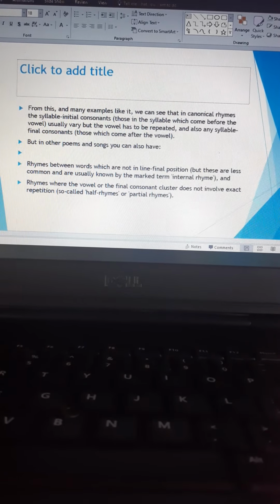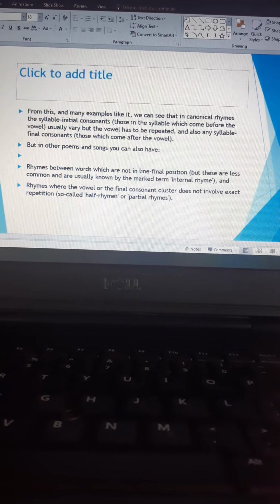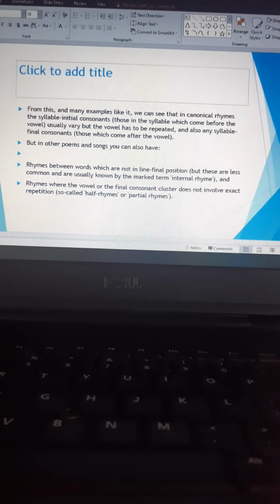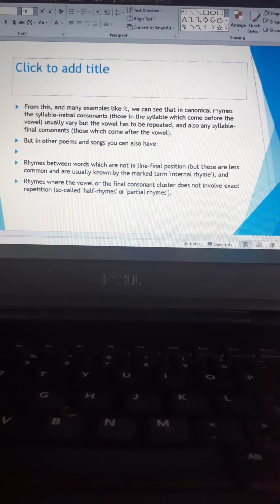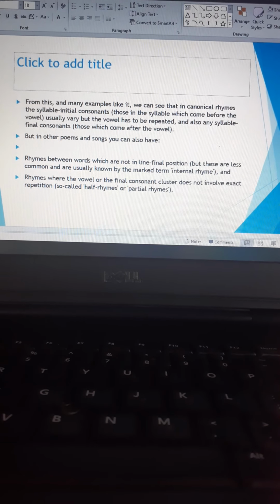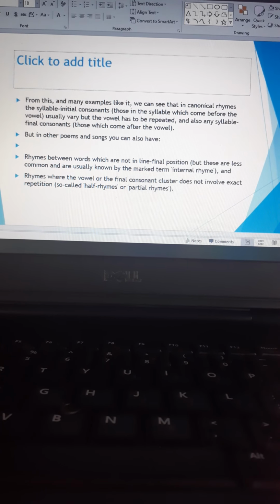From this and examples like it, we can see that in canonical rhymes, the syllable initial consonants, those in the syllable which come before the vowel, usually vary, but the vowel has to be repeated, and also any syllable final consonants, those which come after the vowel.